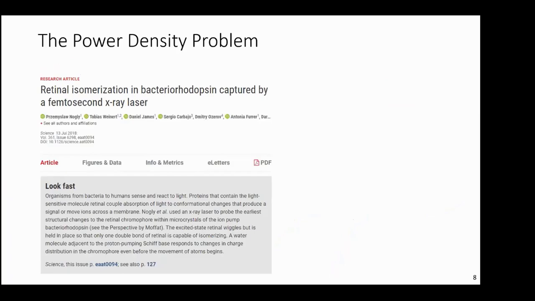So for example, consider the following study published by a team of scientists at ETH in Zurich in Science 2 years ago. Nogly et al. published an article on the retinal isomerization process in bacterial rhodopsin using an X-ray laser to capture snapshots of the molecular dynamics on a femtosecond timescale. The laser power densities used, however, were upwards of 324 gigawatts per centimeter squared.